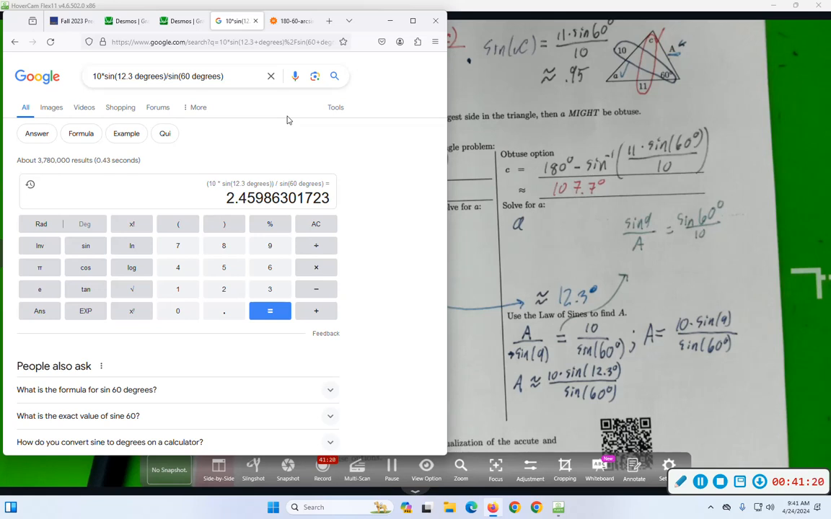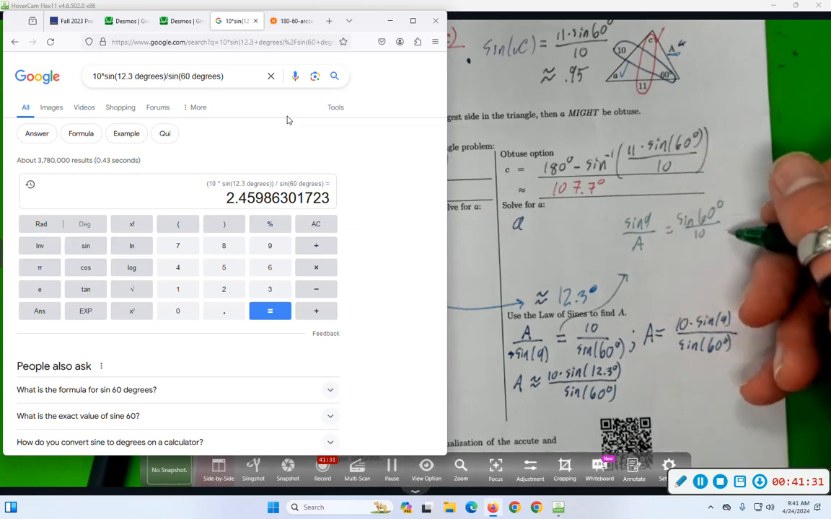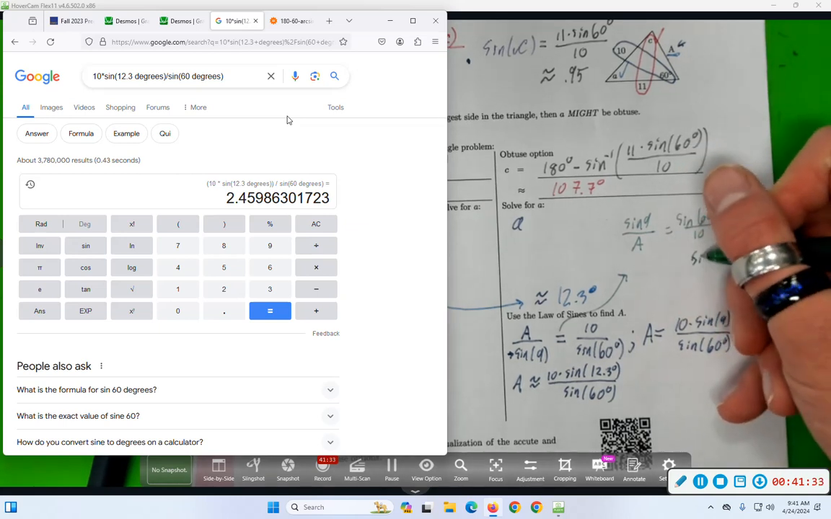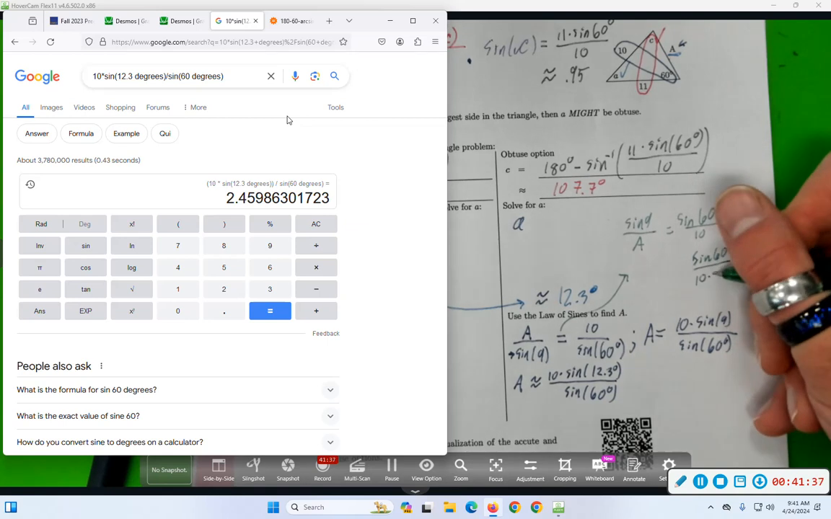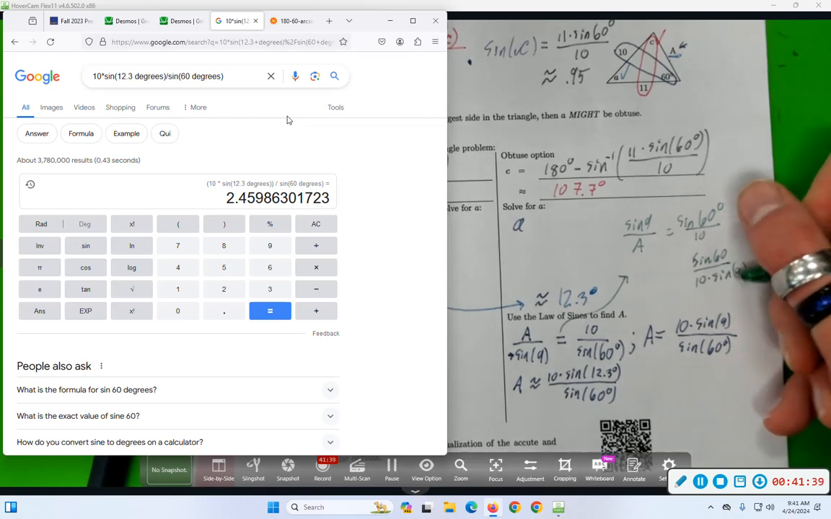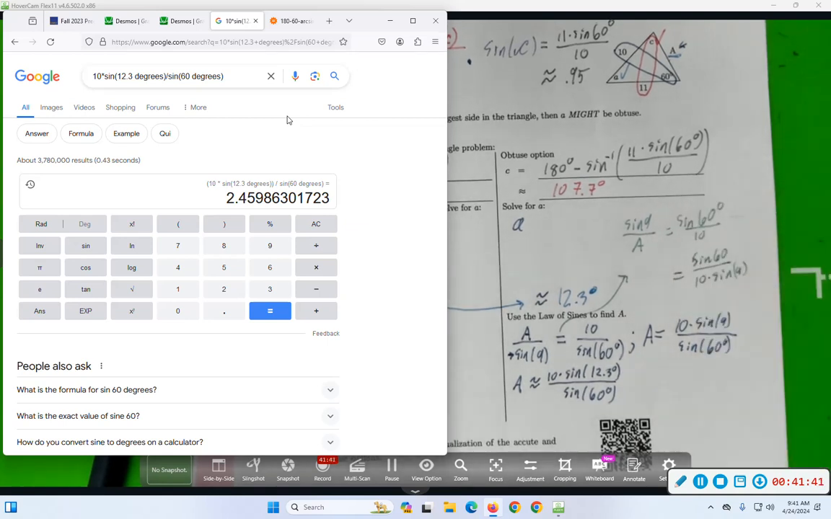Well, I put in the angle we got for A, and then I put it down with the 10, so it was sine 60 over 10 times sine 12.3. Sine 60 degrees divided by 10. And I got A is 4. I'm just going to write little a, fewer things twice. And what was the other side of the equal sign?